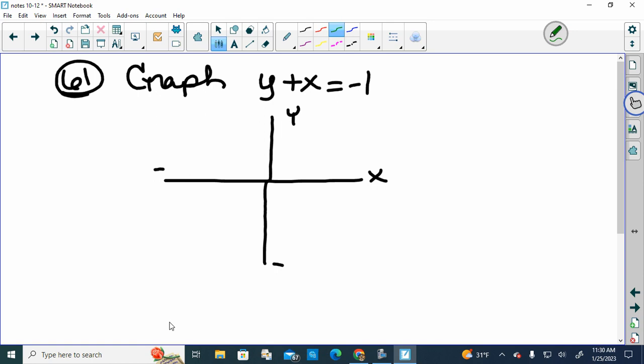The easiest way, rather than rewriting it to get the y by itself, because you can do that, I can move the x over and then use y equals mx plus b, is to plug in numbers for my x and my y. And the easiest number to plug in is 0. You can plug in other numbers, but then your graph might be too far out. So I'm going to plug in a 0 for an x, and I'm going to plug in a 0 for a y.